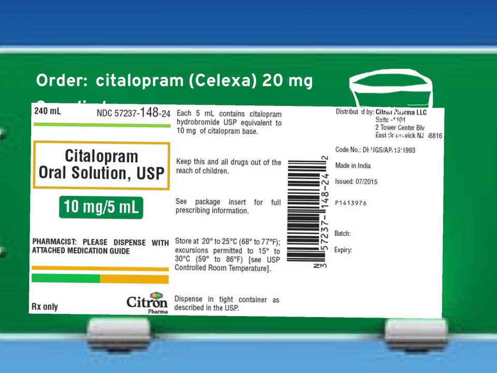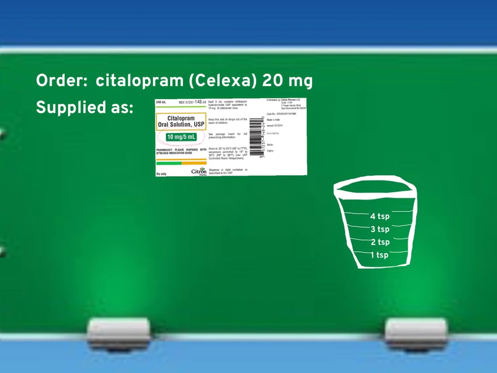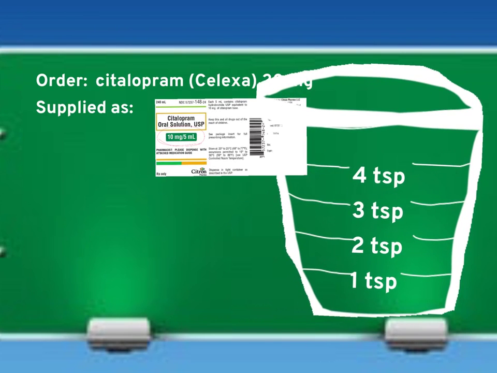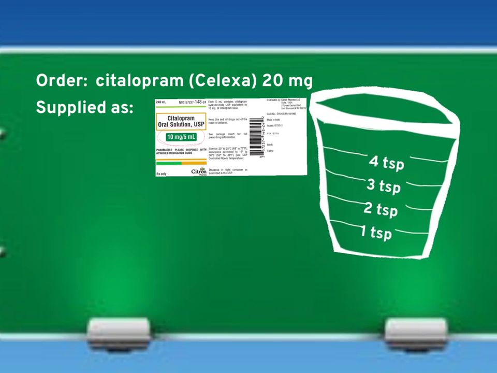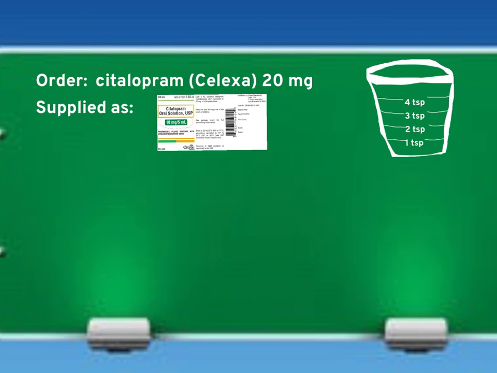And the concentration here is 10 milligrams per 5 mLs. Okay, so far straightforward. Oh, but wait. We have a medication cup that's marked in teaspoons. So now we're going to have to do an additional conversion. Okay, so let's go ahead and set it up.